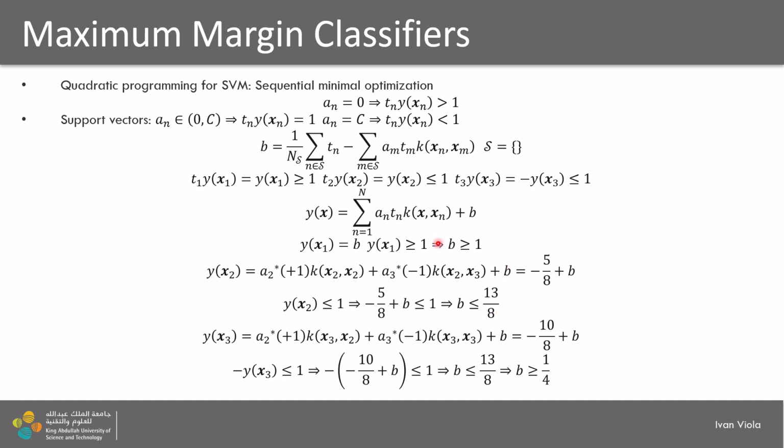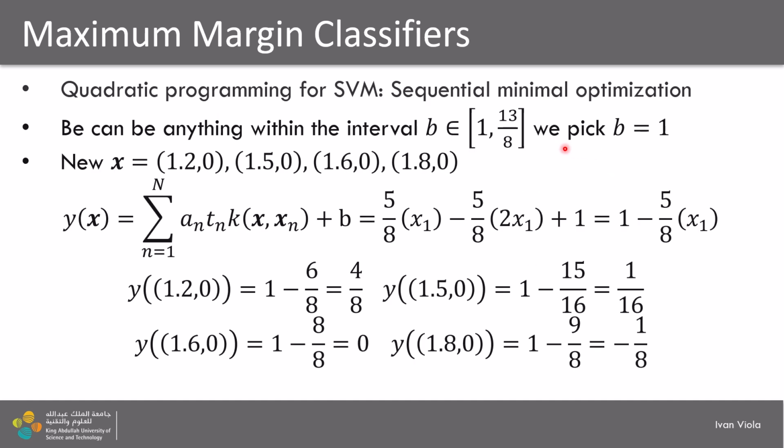So the interval on which b is valid is between 1 and 13/8, and we can in fact pick any b for our classifier. We will pick, for example, 1, because this is very easy to handle. So, as we just said, b is valid on this interval, and we pick b equal to 1.